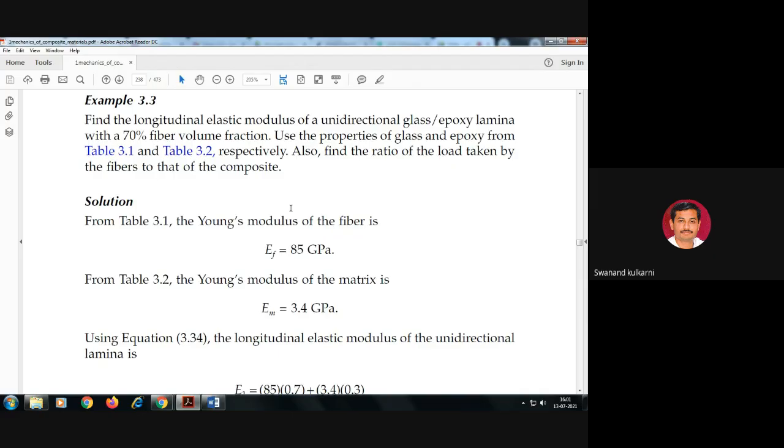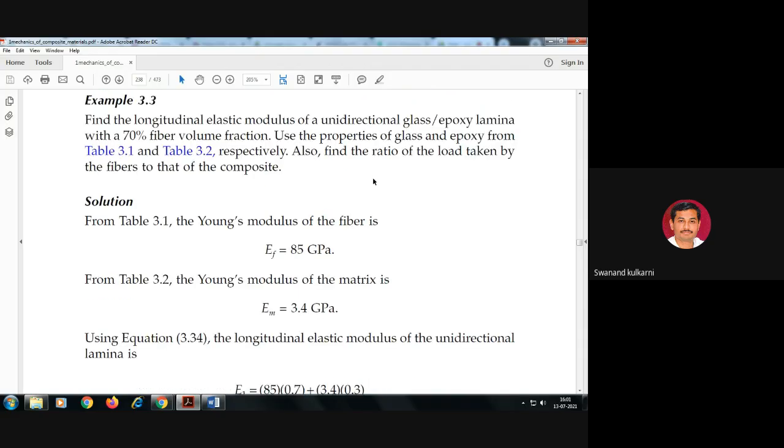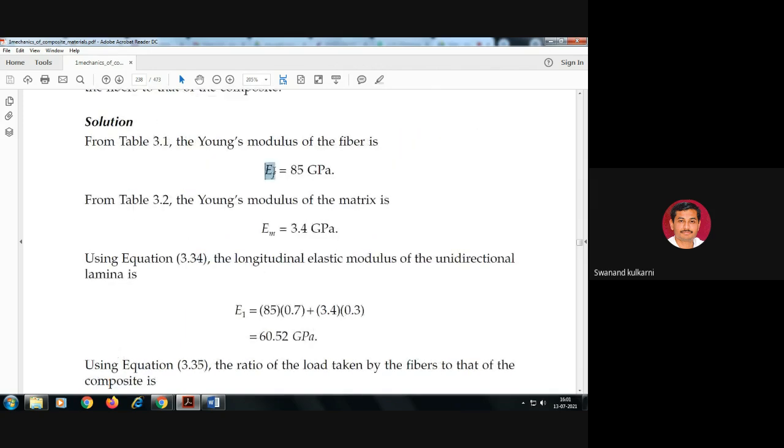So based on that, this is one simple example. Find the longitudinal elastic modulus of unidirectional glass fiber lamina with 70% fiber volume fraction. Use the properties of glass and epoxy from the table given here. So with reference to that table, we have Young's modulus for the fiber, in this example glass epoxy, so Young's modulus of glass, which is given here, is 85 gigapascal. Young's modulus of epoxy, which is given here, is 3.4 gigapascal.